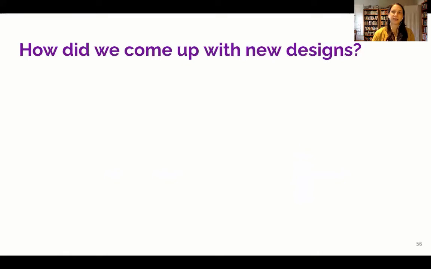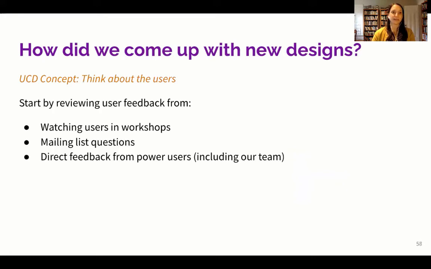So how did we come up with some new designs? We use the user-centered design concept of thinking about our users. So we started by reviewing user feedback from a couple of different sources. We just watched users in workshops, and we had been doing this, so we just took our anecdotal evidence and put it together in writing so that we had it there.